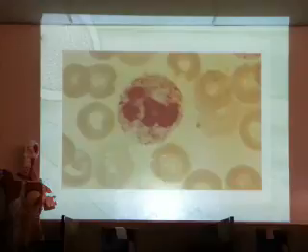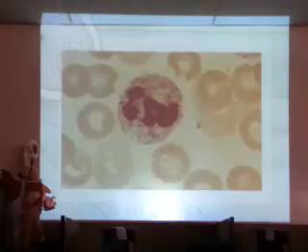Okay, what do you say this cell is? Would you say it's a granulocyte or non-granulocyte? It looks like a granulocyte. Then you've got three choices: eosinophil, basophil, or neutrophil. 33% chance. How many say neutrophil? How many say basophil? How many say eosinophil? Those of you who raised hands, you got them right.